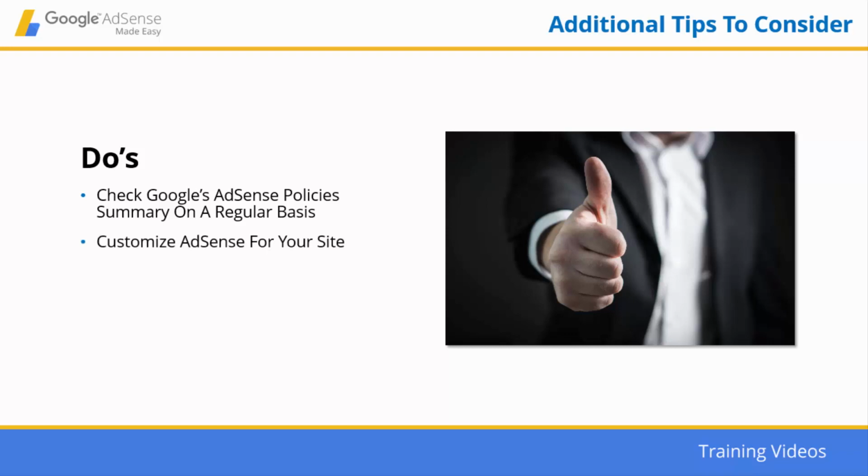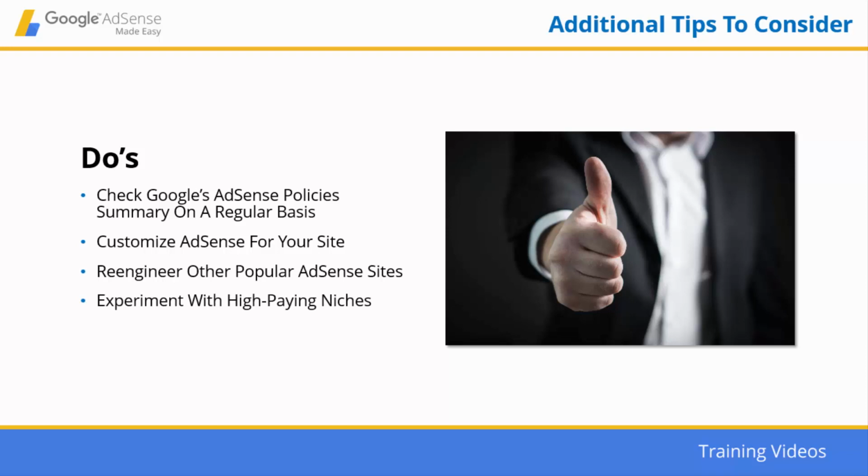Customize AdSense for your site. Google AdSense will integrate into your site at its default setting, so we recommend you to customize its settings according to your site setup. Re-engineer other popular AdSense sites. We recommend you to visit other sites using AdSense as your main monetization strategy to learn how they use ad units on their pages. That way, you can test the same placements on your site to see how well you can monetize their strategies.